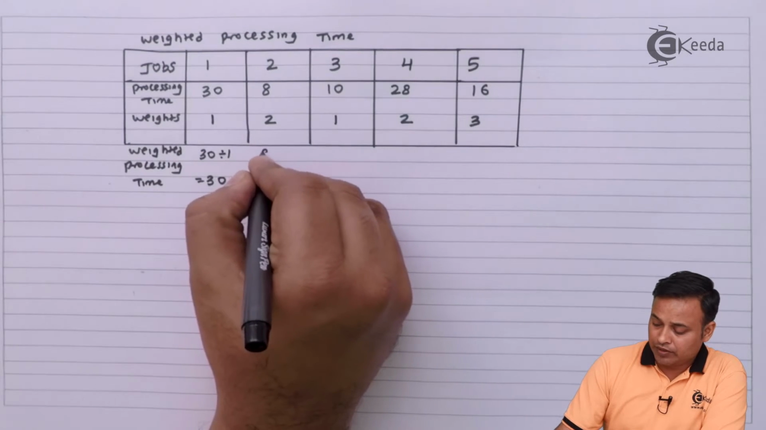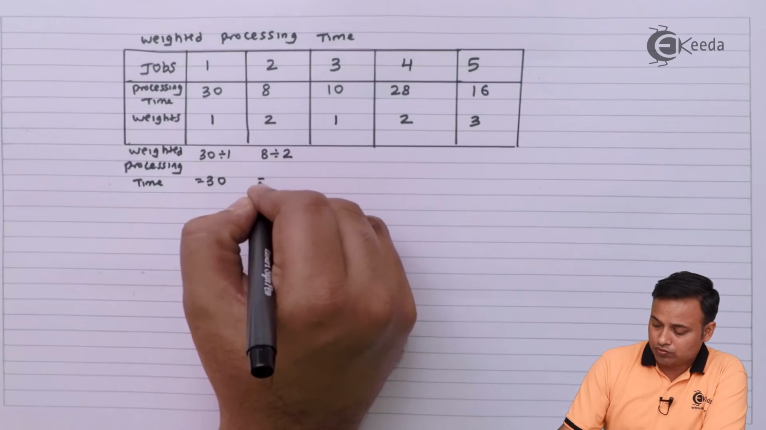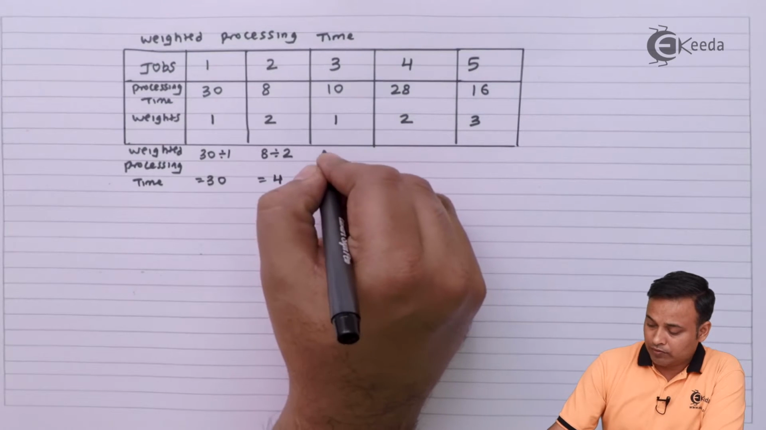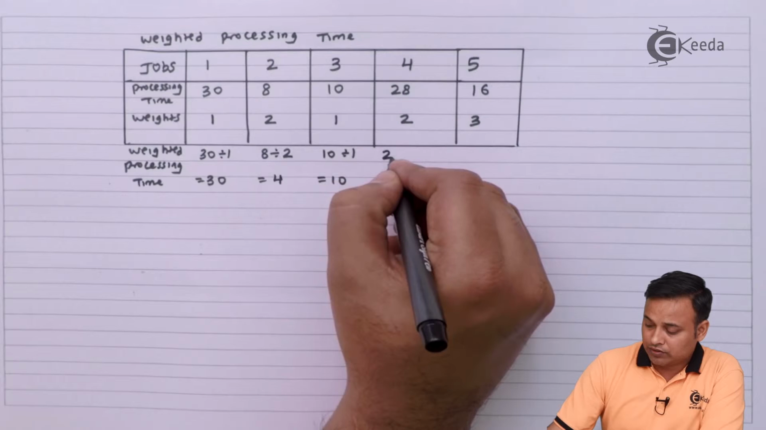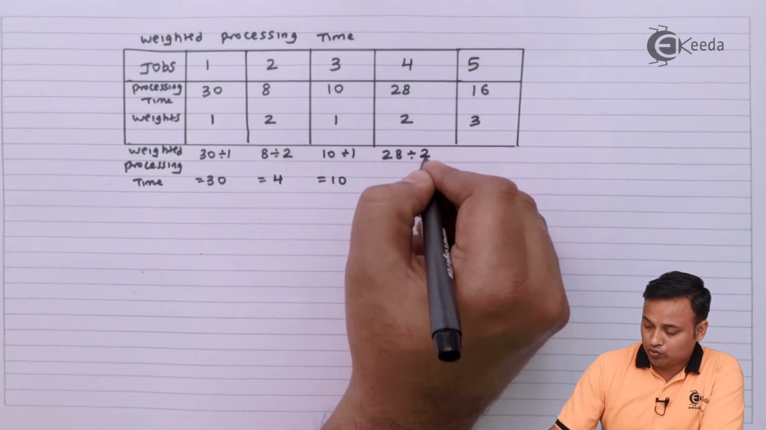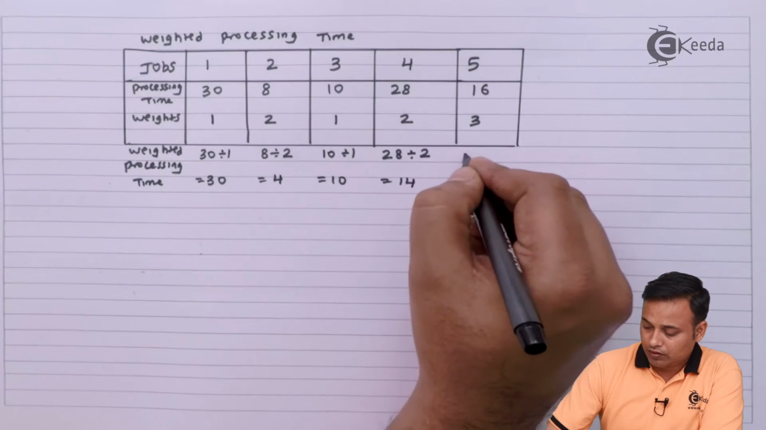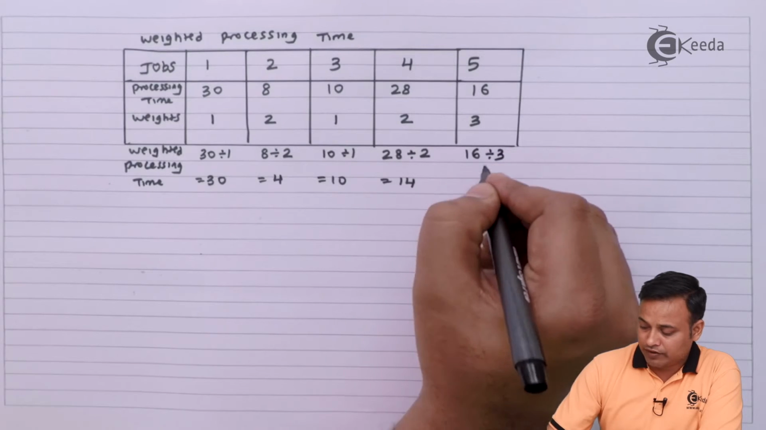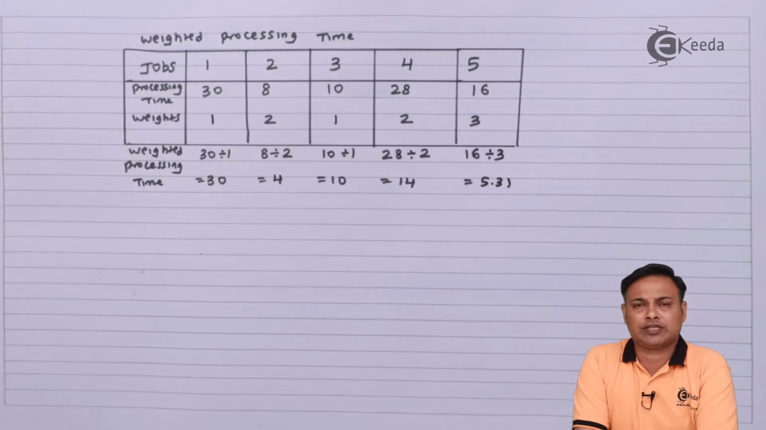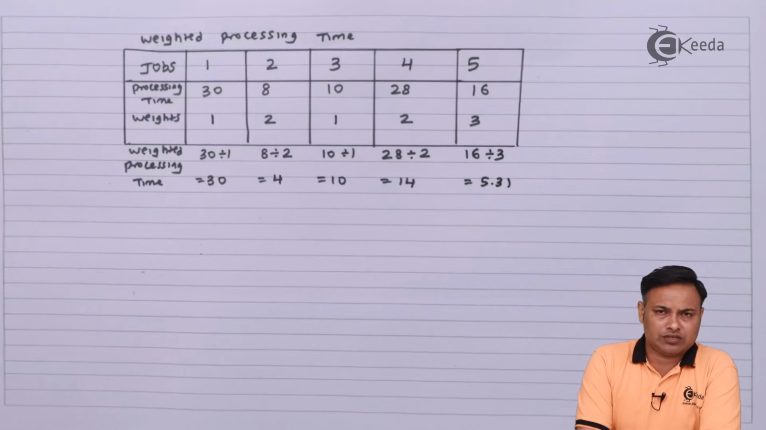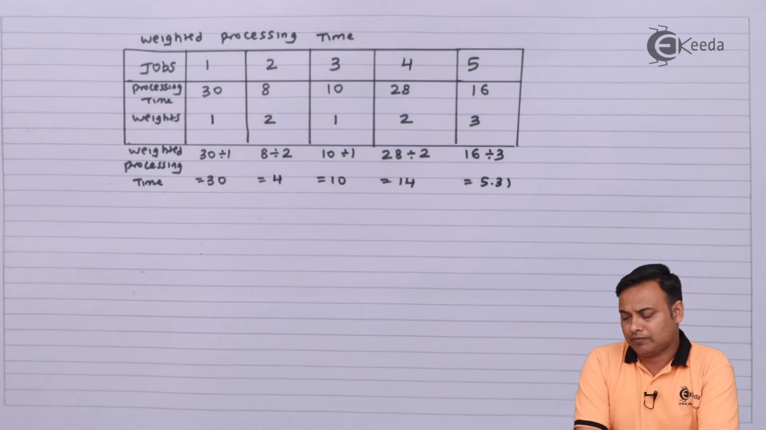In the second case it will be 8 divided by 2. The third case it will be 10 divided by 1. The next case it will be 28 divided by 2. In the last case it will be 16 divided by 3. Now this weighted processing time is calculated only to decide the sequence based on it. Once that is done, we'll again jump to our normal time.